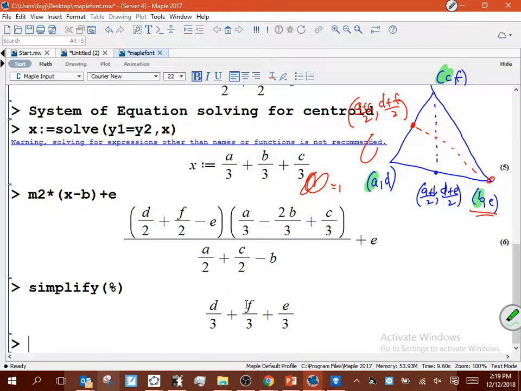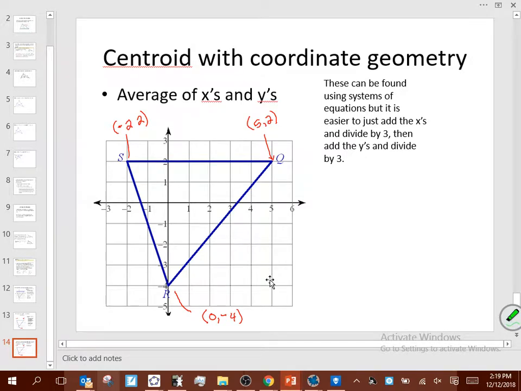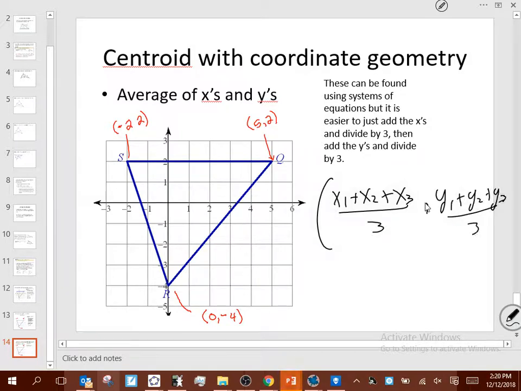Well, what were D, F, and E? Those are the Y values of your coordinates, right? So, when they ask you to come up with a centroid in coordinate geometry, you've got two options. You can go through the equations of lines and use the system. But you can also do this. The centroid is always located at x1 plus x2 plus x3 all over 3, comma y1 plus y2 plus y3 all over 3. Isn't that much simpler and easier?